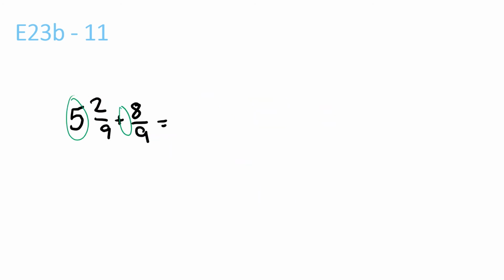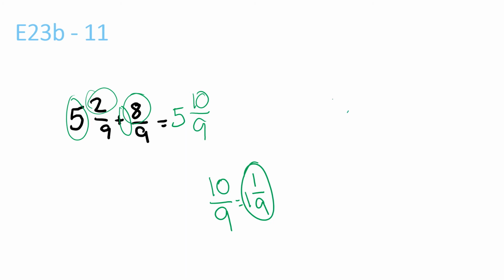5 plus nothing is 5. 2 plus 8 is 10 over 9. 10 over 9 is the same as 1 and 1 over 9. Get 1 and 1 over 9, plus 5, 6 and 1 over 9. Since they're both these numbers, there's not a number that can go into both of them. That means that's your answer.